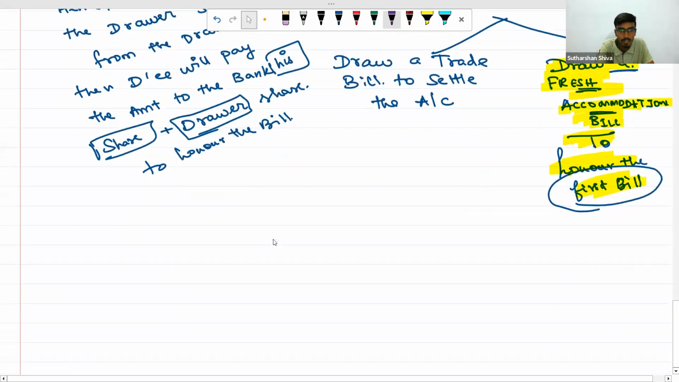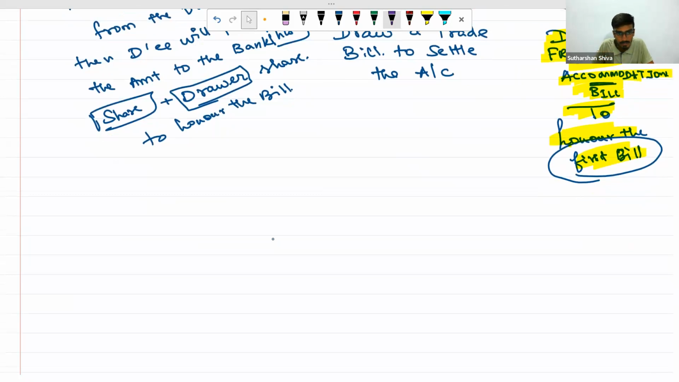Okay, how do you need to pass the journal entries? Step number 1, pass a simple journal entry as usual, as per the flow of the question. Whatever is given in the question, just pass the journal entries. Second step is important: the working note.